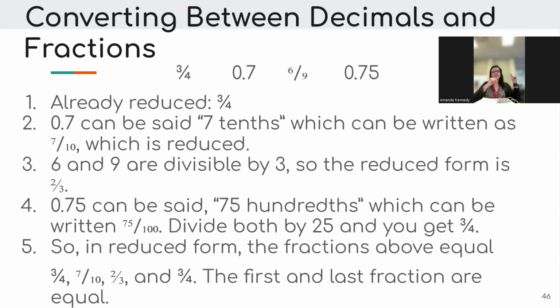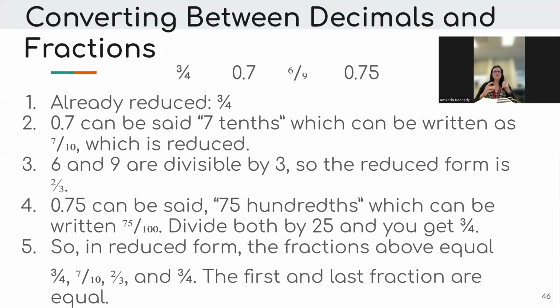0.7, remember earlier when I said 0.5, the 5 was in the tenths. So now we can do the 7. The 7 is in the tenths. So 7/10, it's already reduced. Okay, so it's now 7/10.